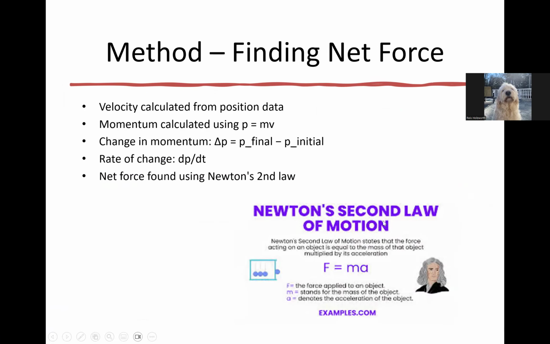Okay. So this is the method for finding net force. Velocity is calculated from position data. Momentum is calculated using p equals mv. The change in momentum is just final minus initial, and the rate of change is dp/dt. Net force is found using Newton's second law: force equals mass times acceleration.